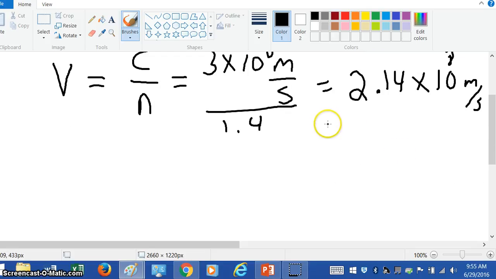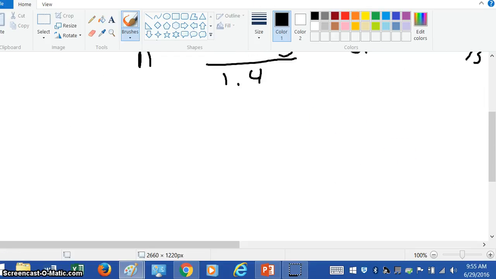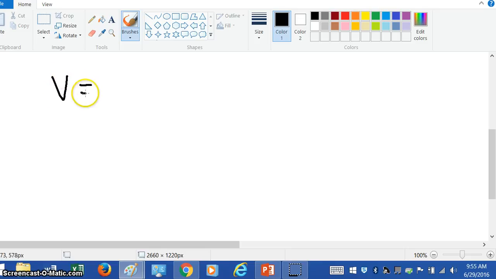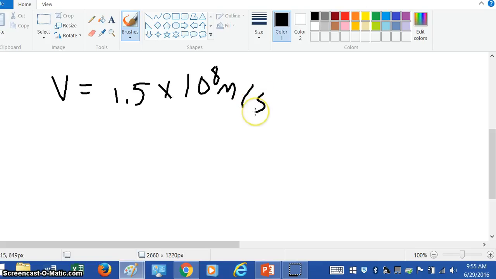Here, let's do another quick example. Like I said, these are fairly simple. This time let's say you know the velocity in the material. So suppose the velocity is, I don't know, how about 1.5 times 10 to the 8th meters per second. Alright, and so we want to know what the index of refraction is. So the speed of light is measured in that particular material to be 1.5 times 10 to the 8th, and so what's the index of refraction?